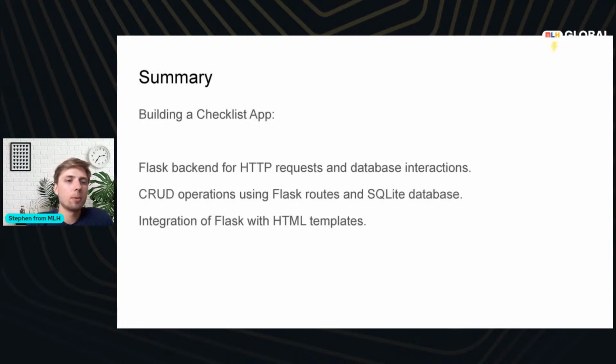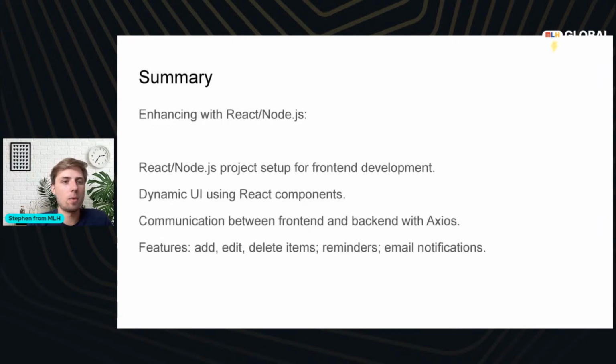So in the summary, I just wanted to say we built a checklist app. We had a backend, a Flask backend with HTTP requests, database interactions. We did our CRUD operations. We integrated Flask with templates. And with React and Node.js, our summary is that we can use React and Node.js together for development, and that we have a dynamic UI that we can update with our React component architecture. And we used Axios to communicate and send requests from our front end to the back end.